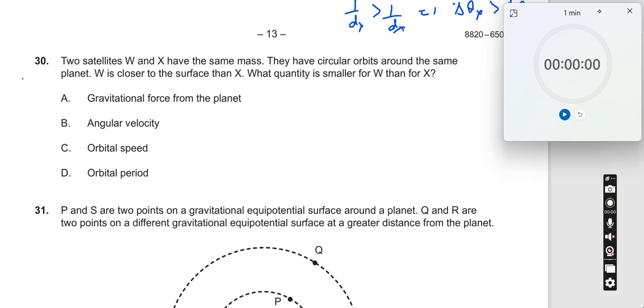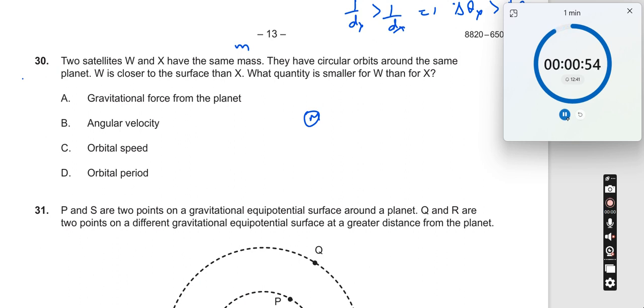Okay, now let us start with the 30th question. Two satellites W and X have the same mass. Okay, now I have one mass over here. Let me start this. Right. Okay. Two satellites W and X have the same mass.